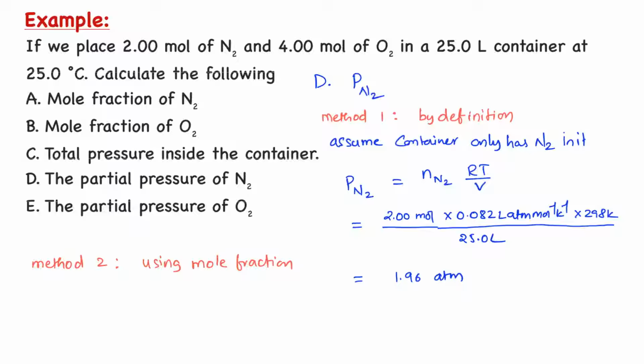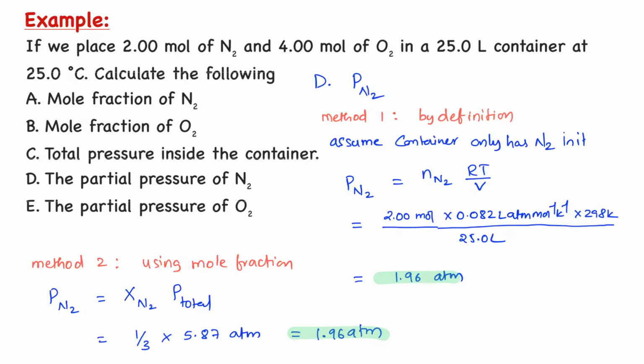Let us now solve the same equation using a different method, that is using mole fraction. We learned earlier that the partial pressure of a component is equal to the mole fraction of the component times the total pressure. That is, partial pressure of nitrogen is equal to the mole fraction of nitrogen times the total pressure. We already calculated the mole fraction of nitrogen and P total in the earlier parts of the question. If we plug in the values and solve for it, we get 1.96 atmospheres for partial pressure of nitrogen, which is the same as above.